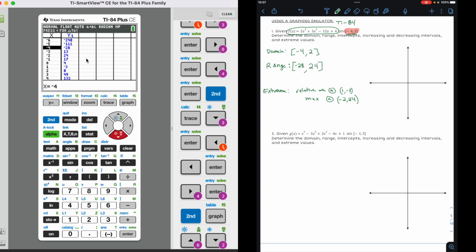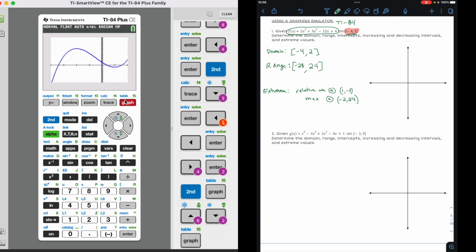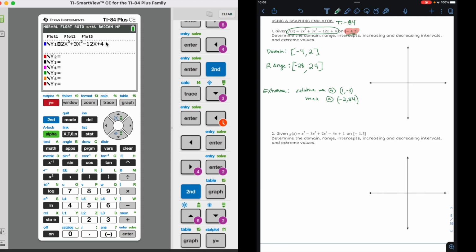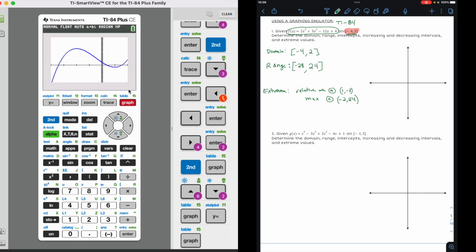So I'm using all these different tools. I've got the calc button, I've got my window, I've got table, I've got graph. And so I can analyze this function in many different ways using this TI-84, which is pretty handy. And yes, you can do this on Desmos also, but it's nice to be able to do it in this handheld calculator.